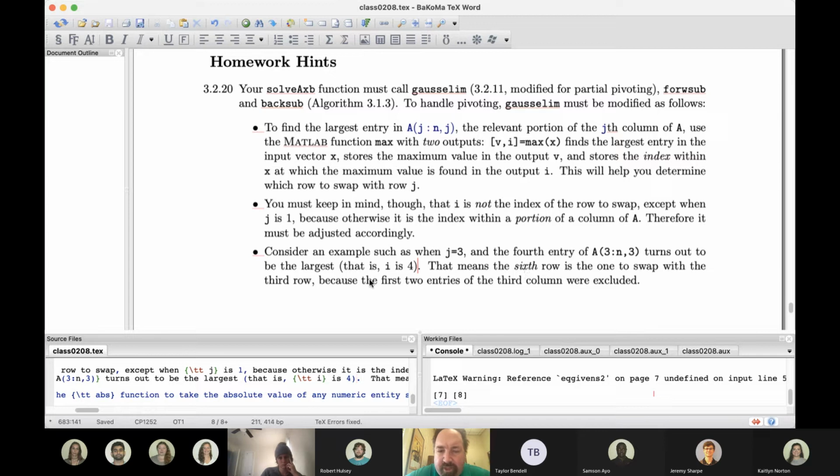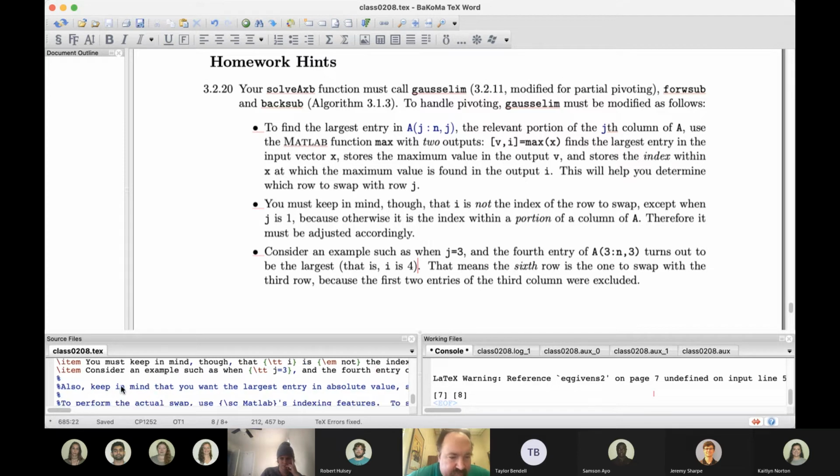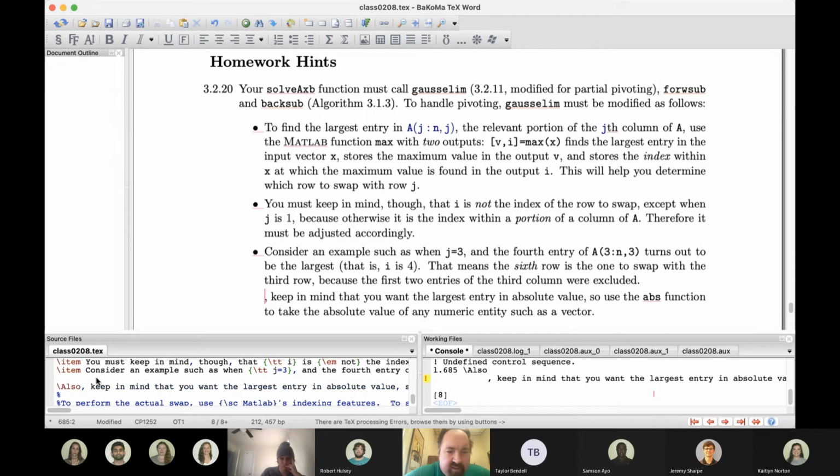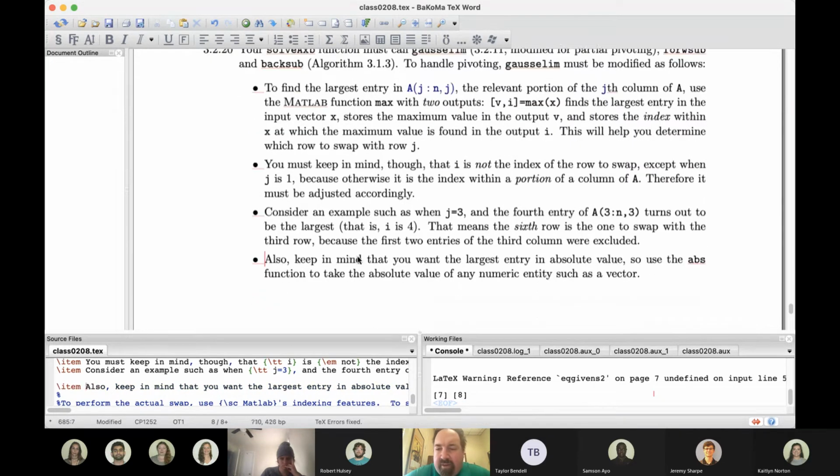So you're going to swap rows 3 and 6 because you have to account for the fact that only part of a column was passed, because the first two entries were excluded because they're above the diagonal. So just make sure to correct the output returned by max so that you know which rows to swap. And again, you want absolute value. ABS, the MATLAB function ABS, will take the absolute value of its input argument.